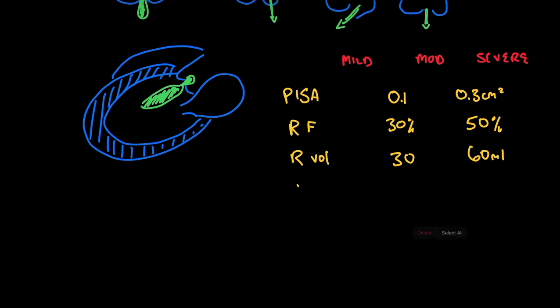And then we've got our vena contracta width. That's the width at the narrowest point of the jet, right about there, let's say, which is a quick estimate of what the leaking area is. If you were to say that that's the diameter, so you take half of that, pi times the radius squared, that will give you a number close to your PISA area. So if it's less than 0.3 centimeters, that would be mild, versus if it is more than 0.6 centimeters, that would be severe. So these are some tools we can use.